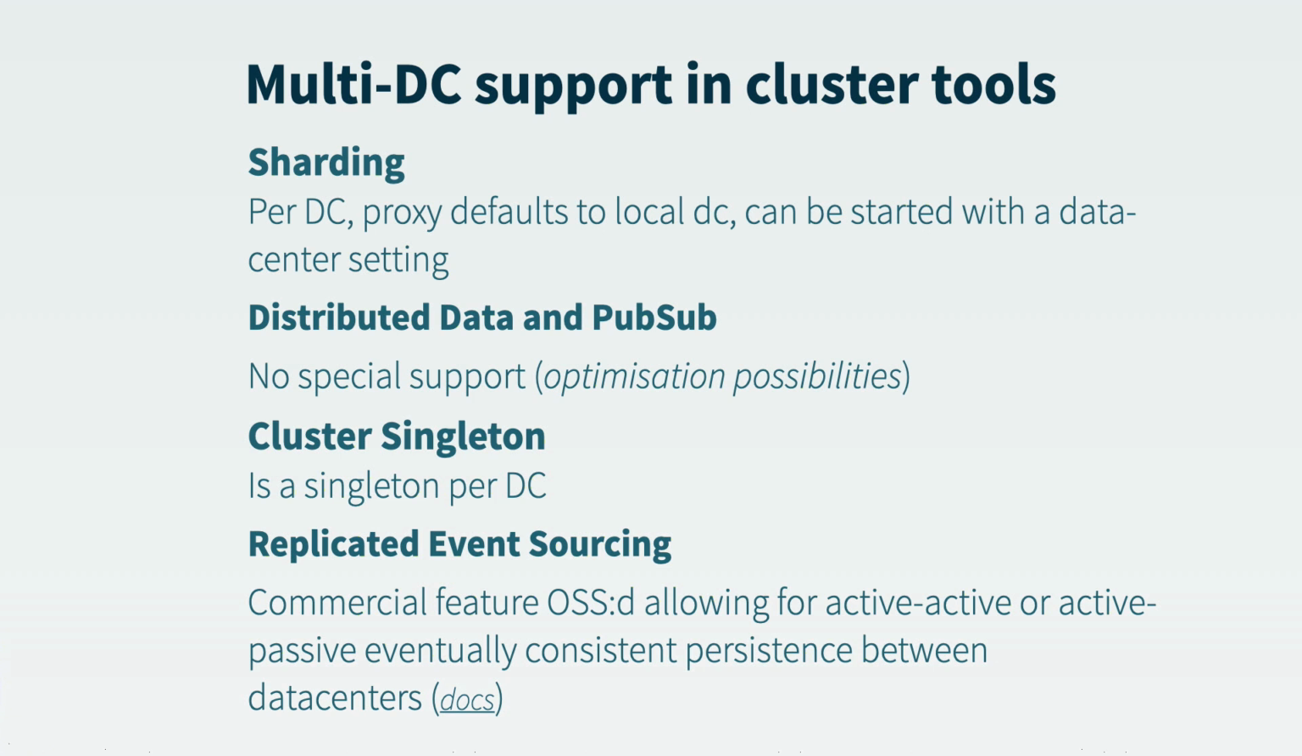Distributed data and pub sub will work across them, I think. Cluster singleton will also be per data center, so it will be three if you have three data centers, or you will actually decide to run it in just one of them and interact with that from the other data centers.